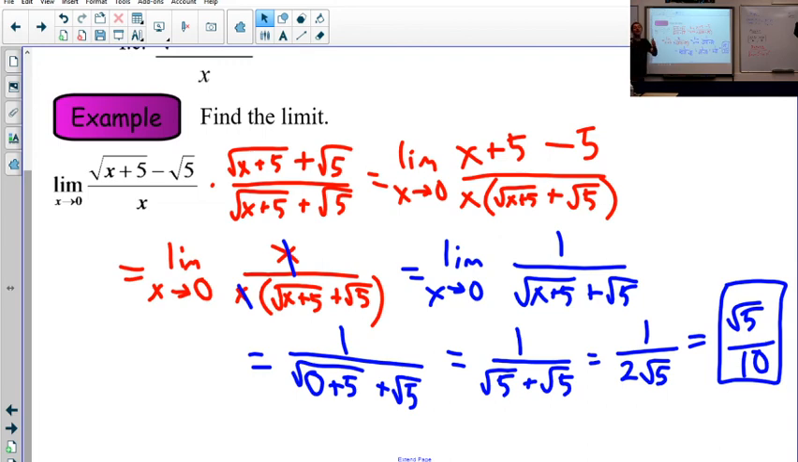So these are our main strategies that we're going to use. Try plugging in the number first. If that doesn't work, try to get things on top and bottom to cancel.